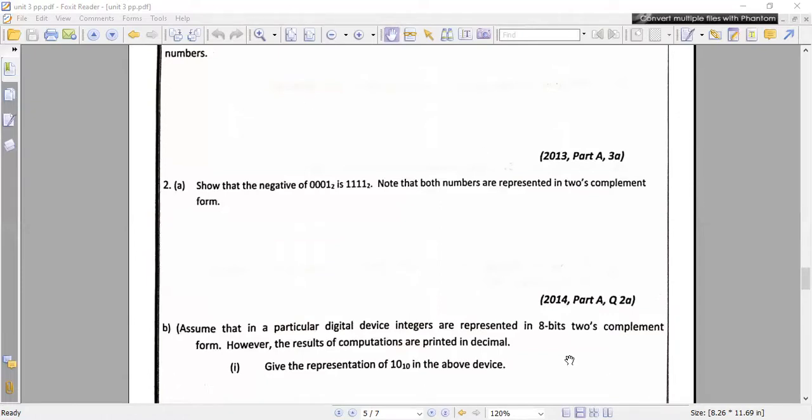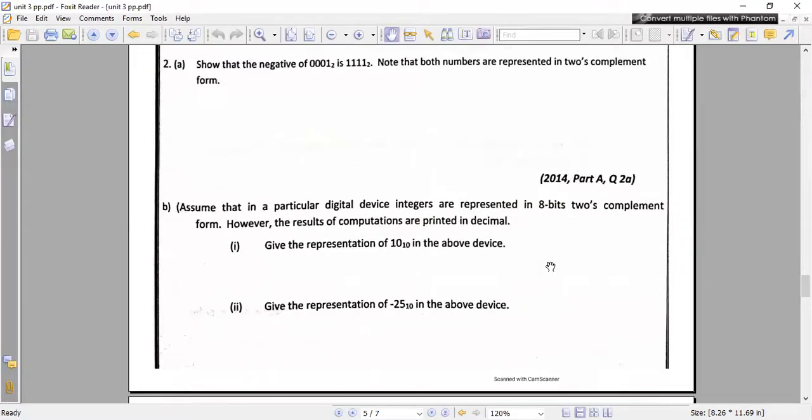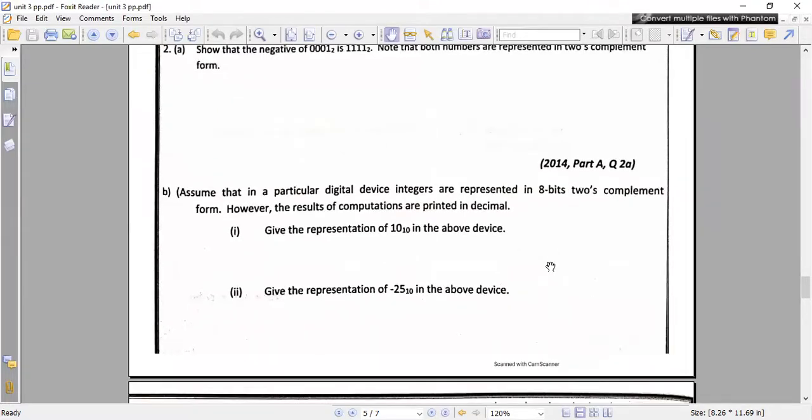Assume that the particular digital device represents integers in 8 bits, in 2's complement form. However, the result of computation is printed in decimal. So give the representation of 10 in the above. In this device, they are telling it's in 2's complement form, so 10 means it's a positive 10. So you can write 00001010.